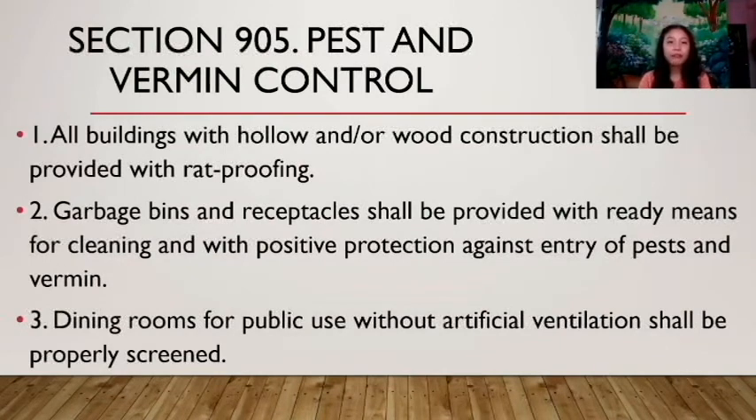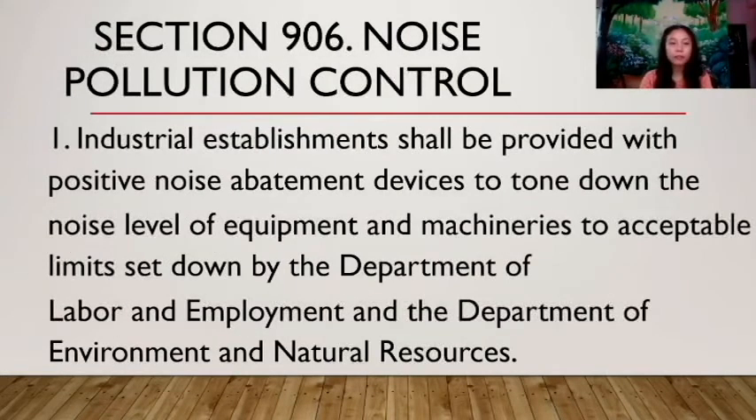Section 905, Pest and Vermin Control. Number one, all buildings with hollow and or wood construction shall be provided with rat proofing. Number two, garbage bins and receptacles shall be provided with ready means for cleaning with positive protection against entry of pests and vermin. Number three, dining rooms for public use without artificial ventilation shall be properly screened.